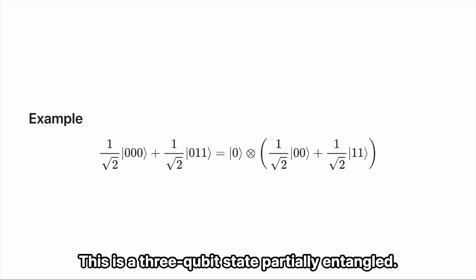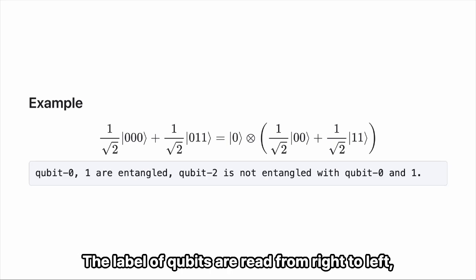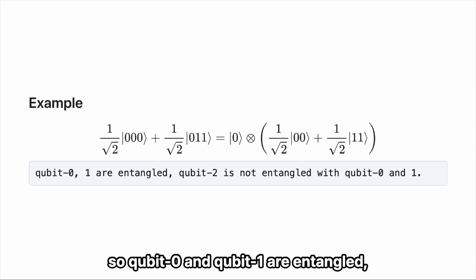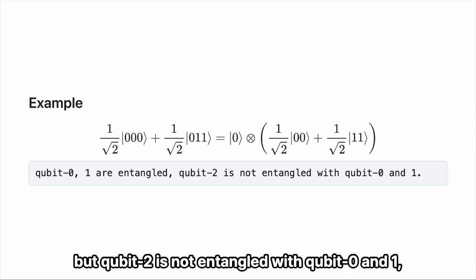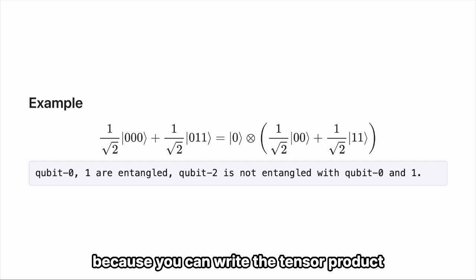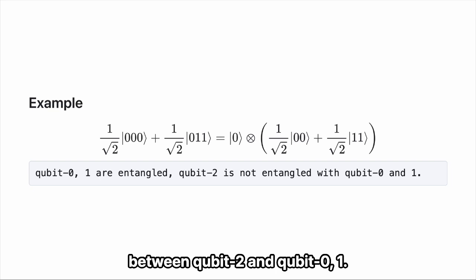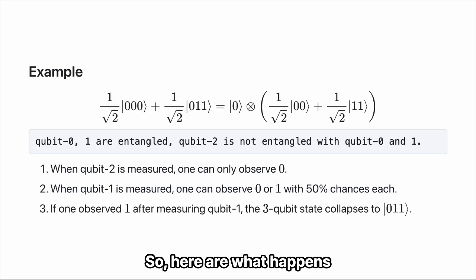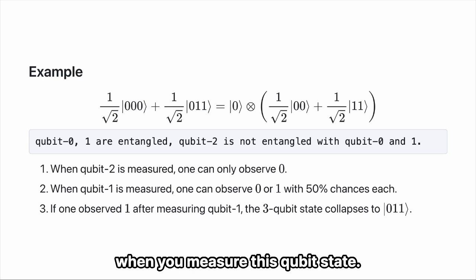This is a 3-qubit state, partially entangled. The labels of qubits are read from right to left. So qubit 0 and qubit 1 are entangled, but qubit 2 is not entangled with qubit 0 and 1, because you can write the tensor product between qubit 2 and qubits 0 and 1. So here is what happens when you measure this quantum state.